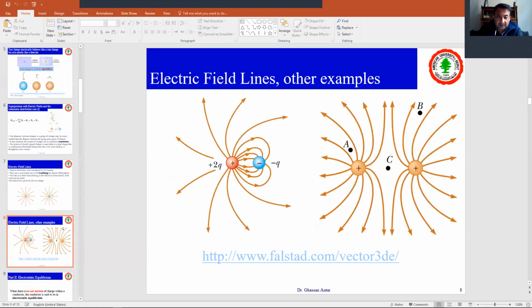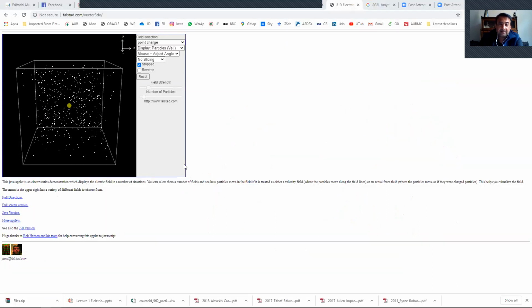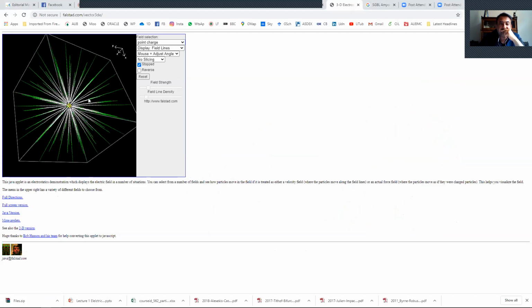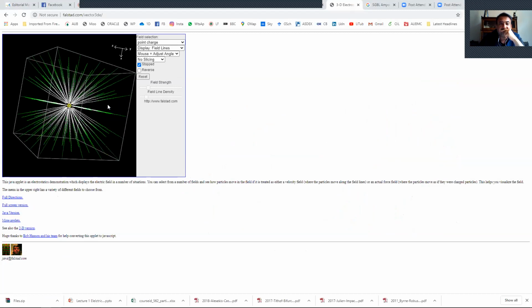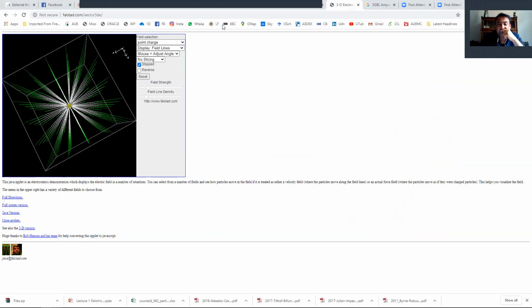Just before I continue, I would like to share with you this website, which is really nice. Okay, so this is the charge, this is the point source. If I display the field lines, these are the field lines. I hope you can see it. Can you see it, guys?